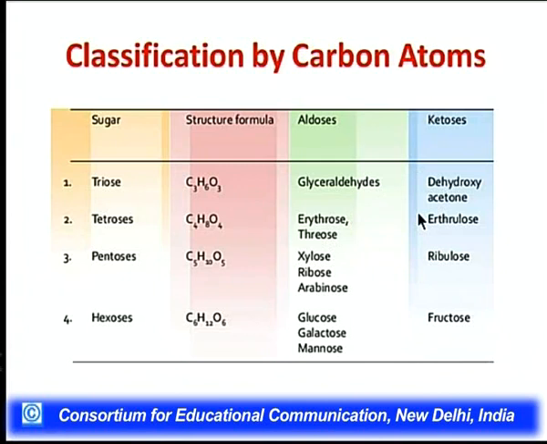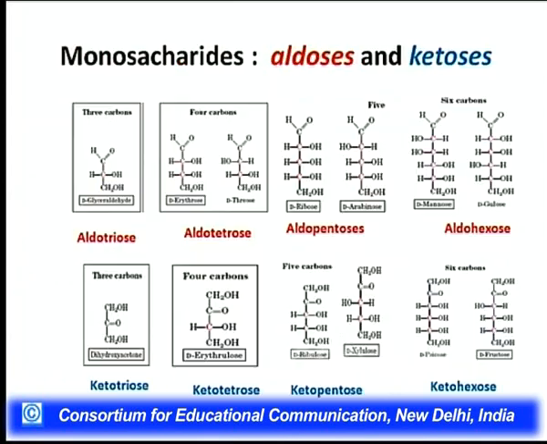So on this basis, we can classify these molecules, monosaccharides, into aldoses and ketoses. I have taken some examples here to further clarify this. If I talk of an aldotriose, what I mean is that this monosaccharide has 3 carbons in it and it has an aldehyde group, so it becomes an aldotriose. The example of an aldotriose is only glyceraldehyde.